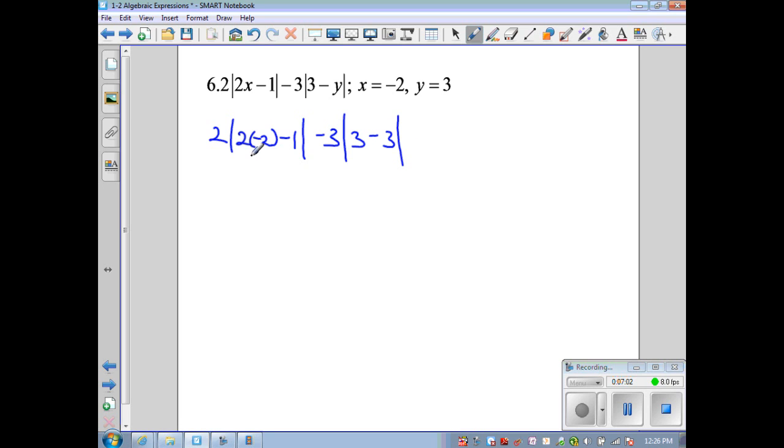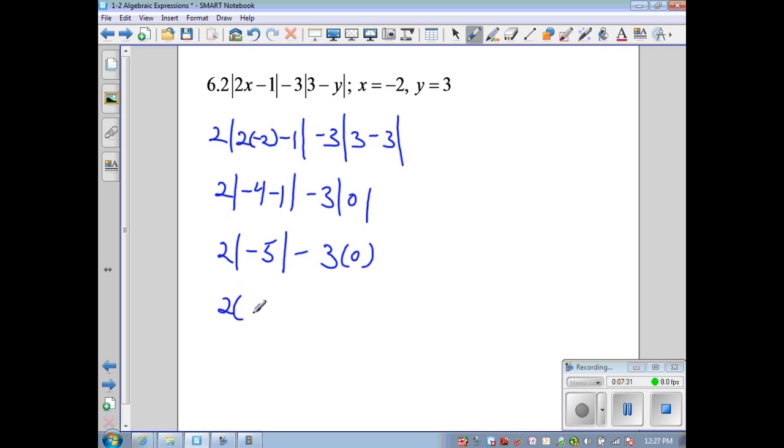Simplify inside our absolute values because they are grouping symbols also. They also perform an operation. 2 times the absolute value of a negative 4 minus 1, minus 3 times 3 minus 3, which is 0. 2 times the absolute value, again simplifying inside the absolute values, gives me a negative 5, minus 3, the absolute value of 0 is 0, and remember we're multiplying.